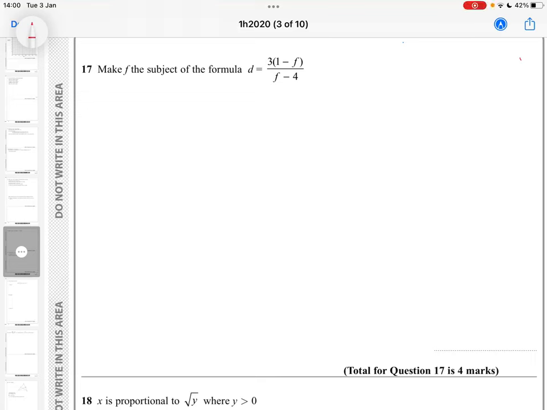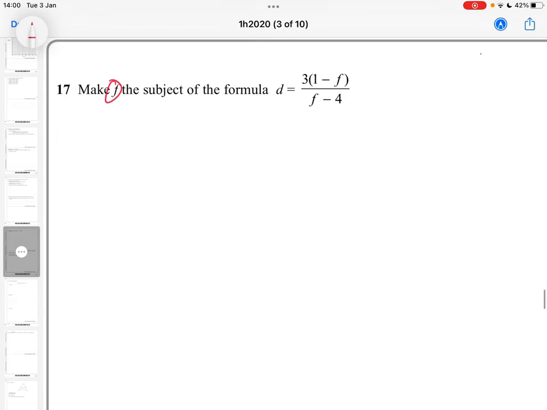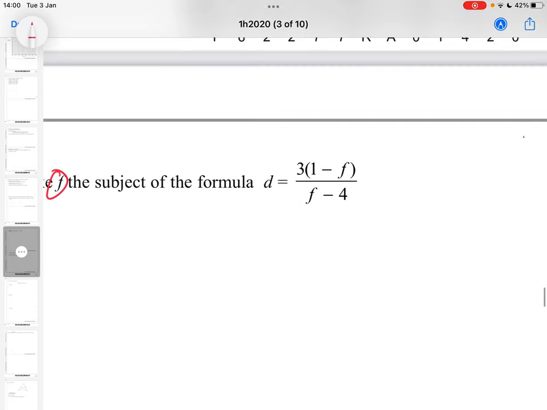Right, so this is the last part of the video. It's paper 1, the higher 2020 paper. In this question, we're going to be making F the subject. You can see here that there are two F's. The first thing I'm going to do is expand that bracket.